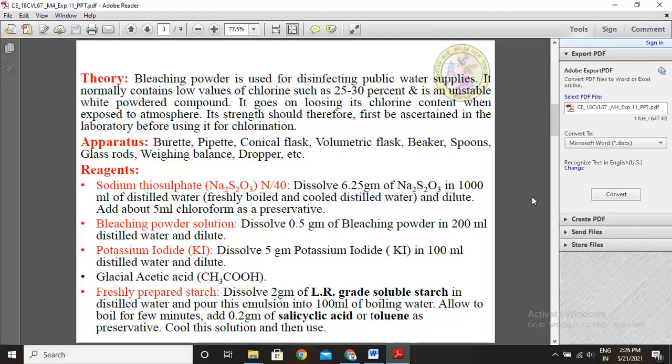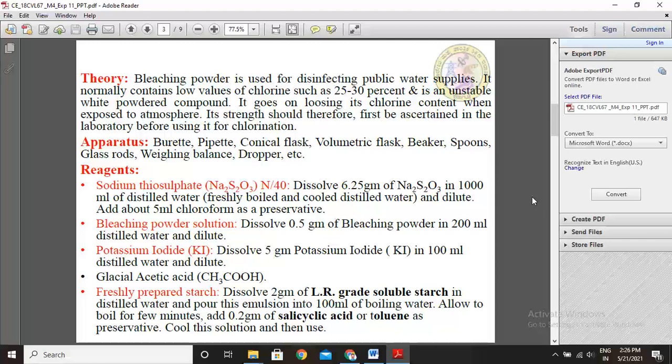Which apparatus are used here? Burettes, pipettes, conical flasks, volumetric flasks, beakers, spoons, glass rods, weighing balance, dropper, etc. are required. So these apparatus are compulsorily required to execute this experiment.